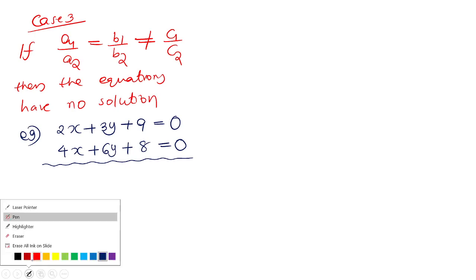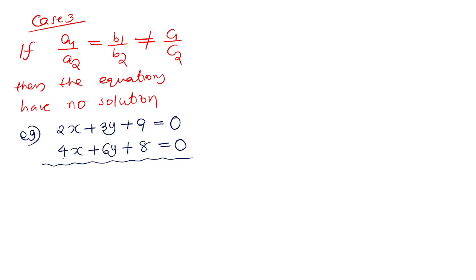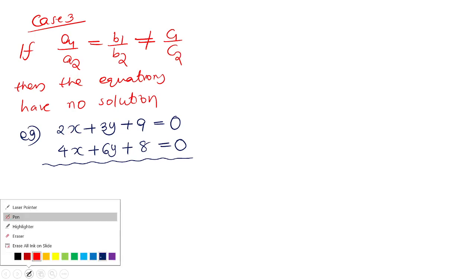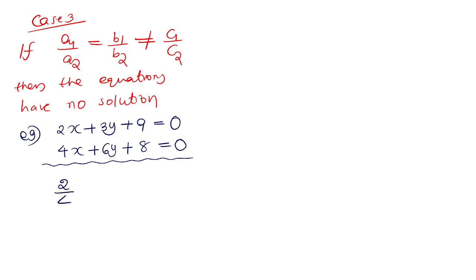So you have to find the ratios. The case 3 is the first ratio same as the second ratio, but not equal to the third ratio. Let me see the three ratios. The first ratio is what? The first ratio is 2 by 4. Correct. The second ratio is 3 by 6. And the third ratio is 9 by 8.